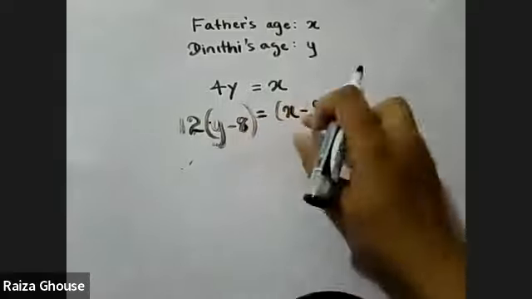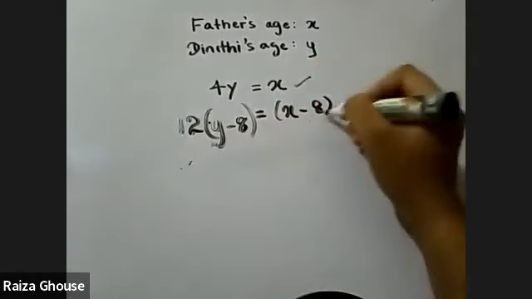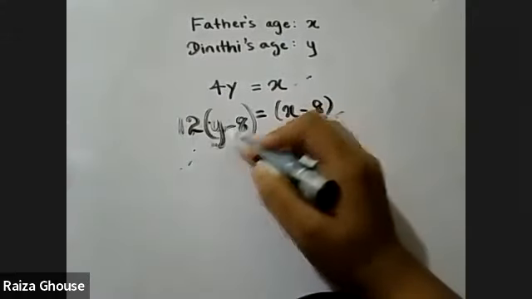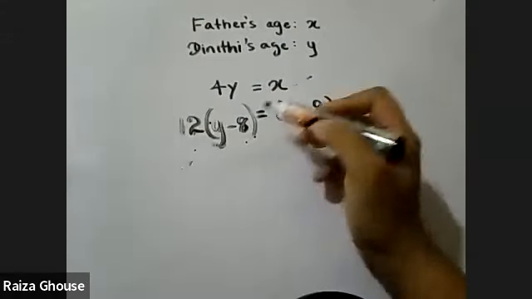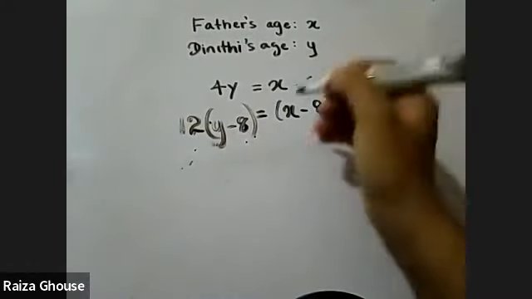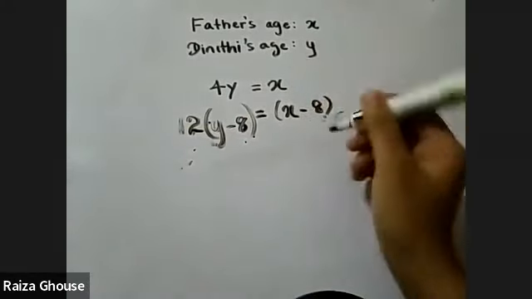This side was wrong. Everyone was correct for this part, so only this part was wrong. 12 times your age. Everyone forgot to subtract 8. Diniti also has to go 8 years backward, not only the father. Now, these are the equations.